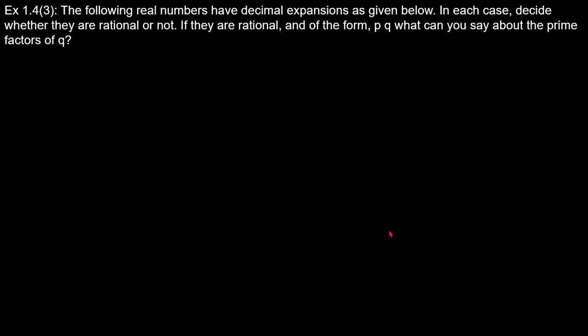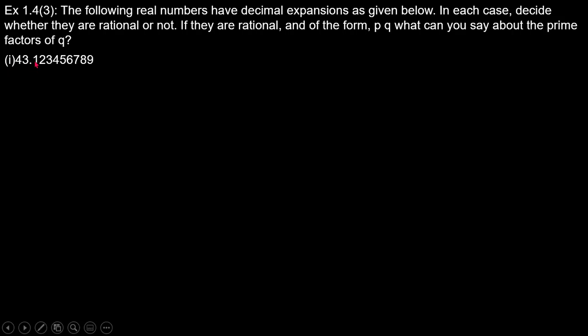Next, third in this direction. So this is the last question of this chapter. The following real numbers have decimal expansions. In each case, decide whether they are rational or not. If they are rational and in the form of p by q, what can you say about the prime factors of q? So it is the reverse process. First we have to tell whether the decimal is terminating, or non-terminating and repeating. Now we have to tell whether they are rational or not.